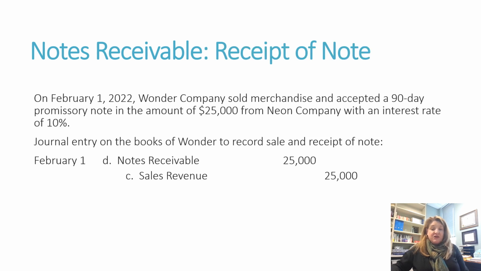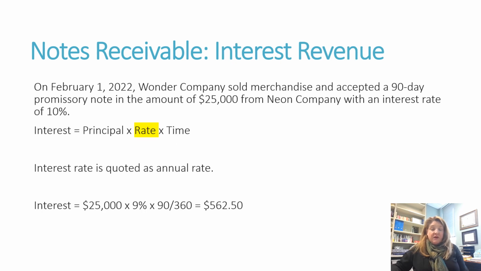So in recording this journal entry for the sale and receipt of the note, we're going to debit notes receivable and credit sales revenue for the face amount of the note, or $25,000. So do note that in this situation we are focusing on the books of Wonder, who is the seller/lender. When you loan money on a note receivable, you are going to earn interest revenue.